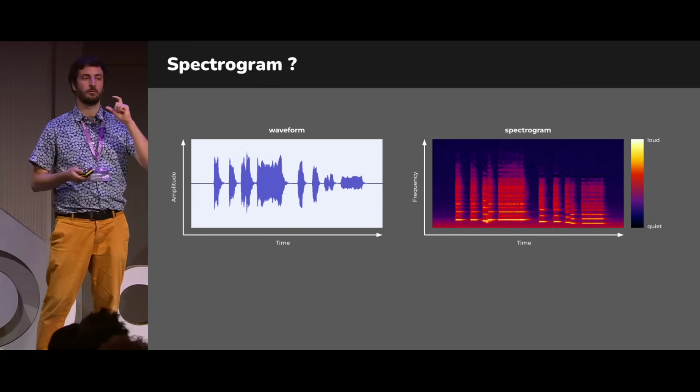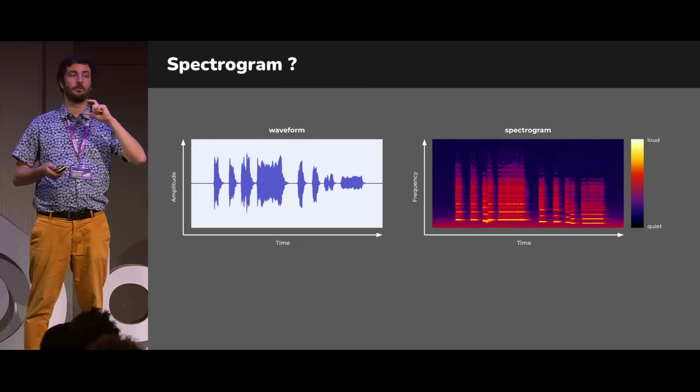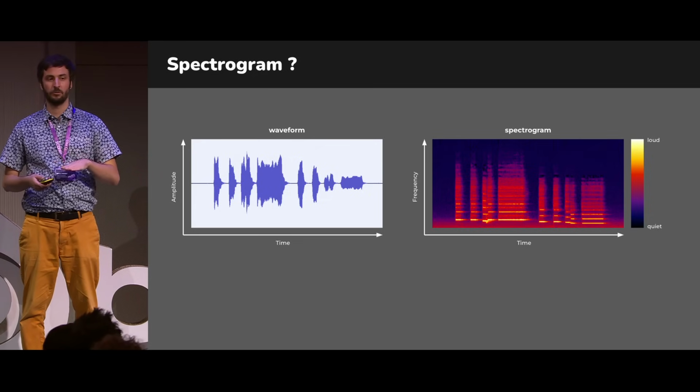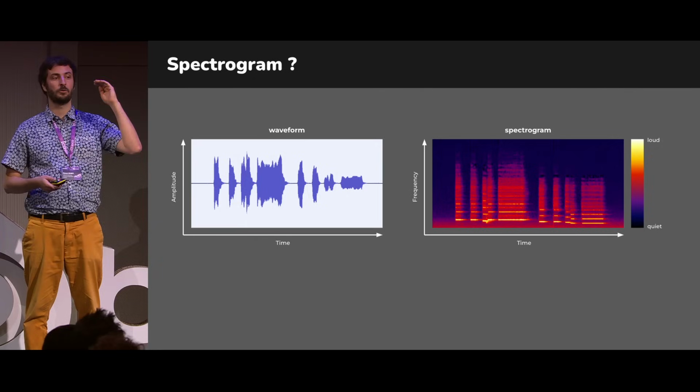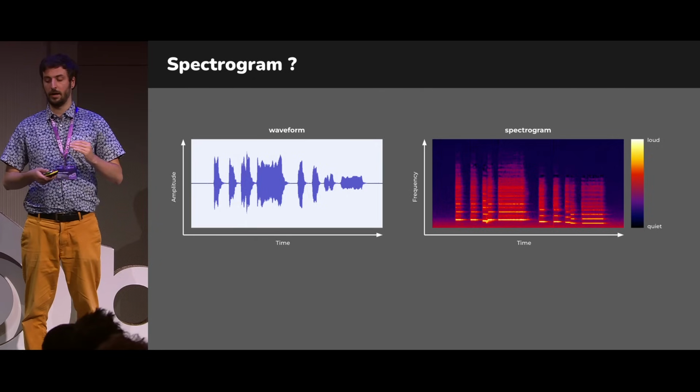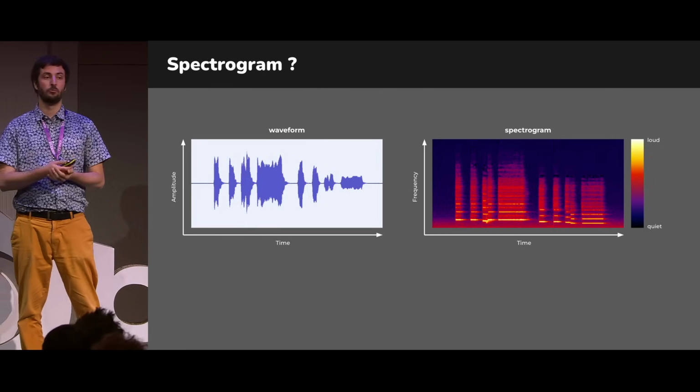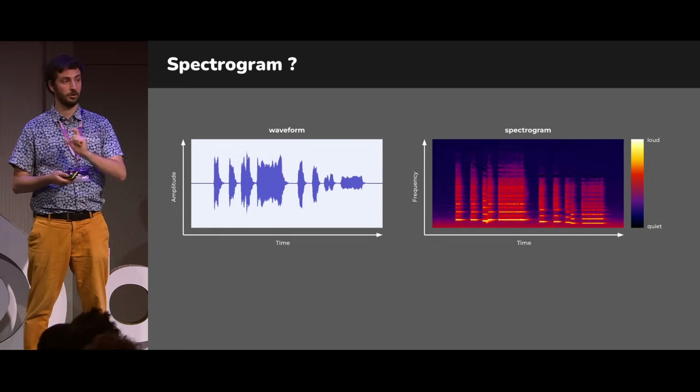You can see the frequency is on the vertical axis. At the bottom, you have the low-pitched sounds. At the top, you have the high-pitched sounds. And the brightness of the pixel represents the amplitude of each frequency.